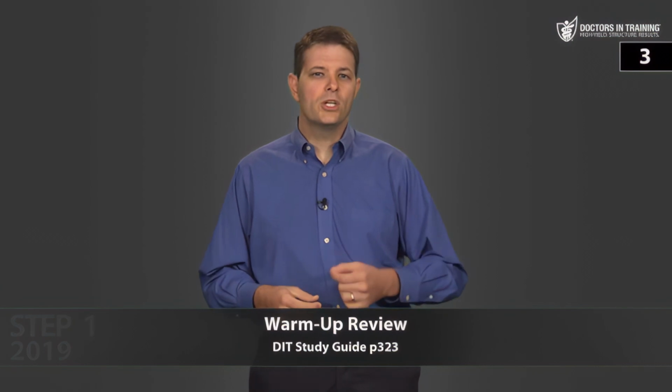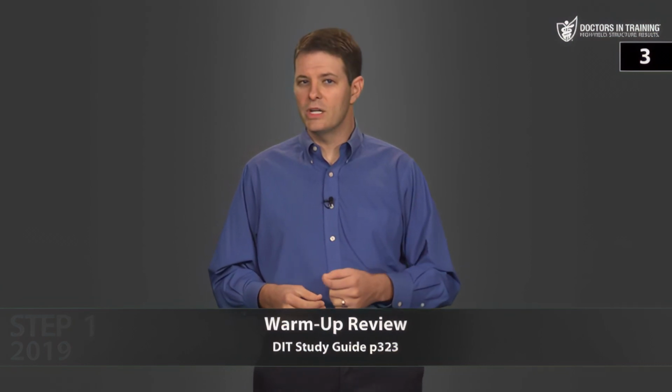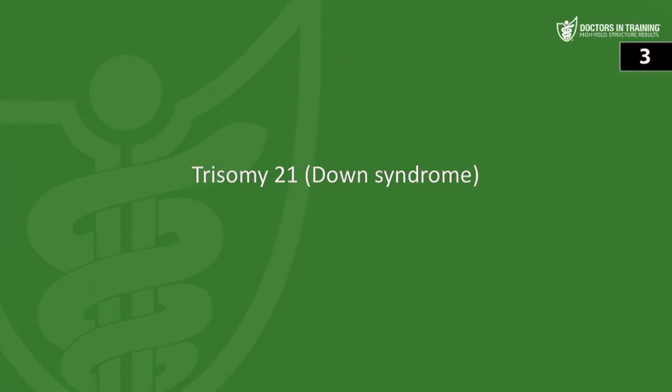And the last question, which genetic abnormality is associated with endocardial cushion defects? It's trisomy 21 or Down syndrome.